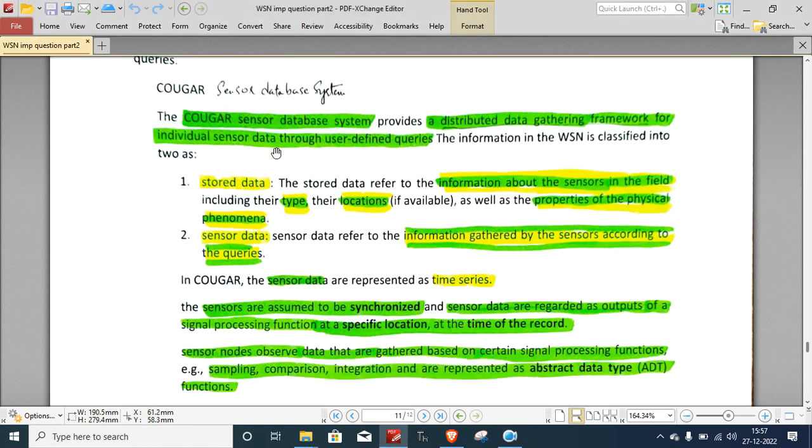COUGAR is basically a sensor database system, and it provides a distributed data gathering framework for individual sensor data through user-defined queries. The information in a wireless sensor network can be classified into stored data and sensor data. Stored data refers to the information about the sensors in the field, including their type, location, as well as properties of the physical phenomena. The second one is sensor data. Sensor data refers to the information gathered by the sensor according to the query. In COUGAR, the sensor data are represented as time series.